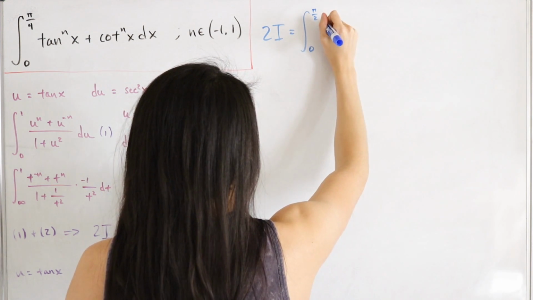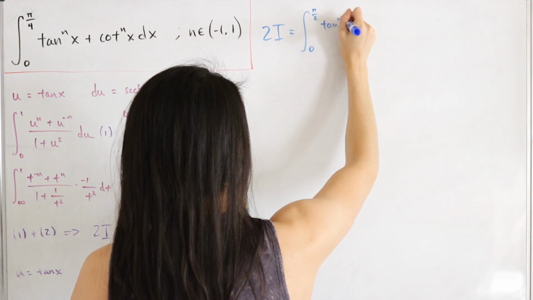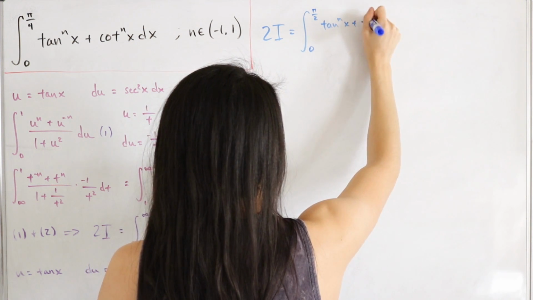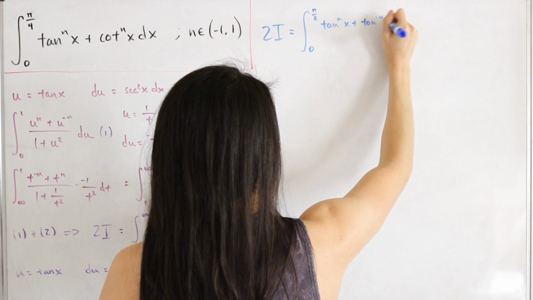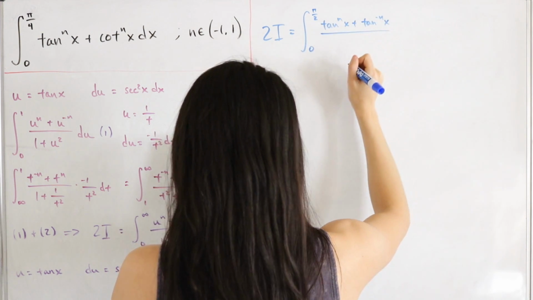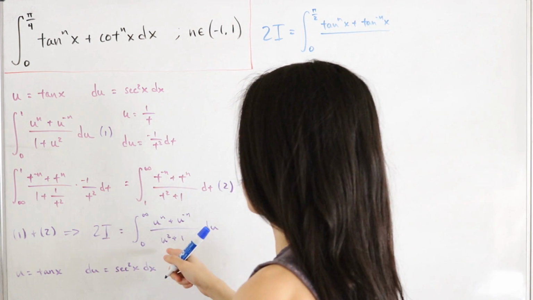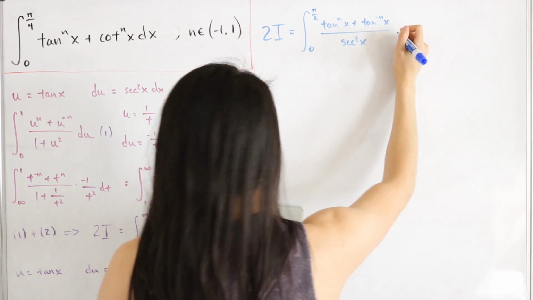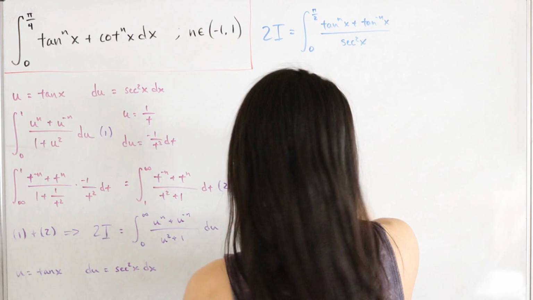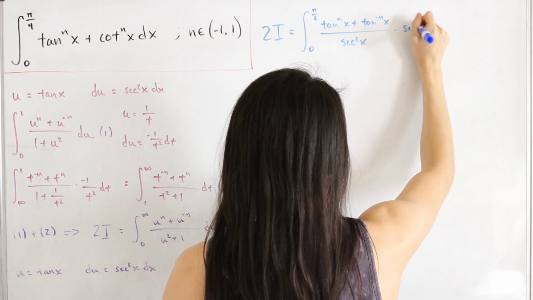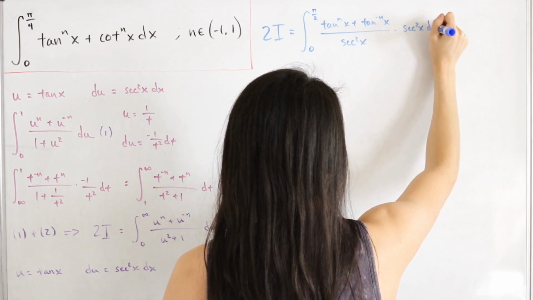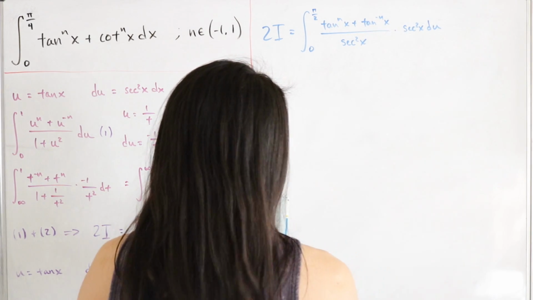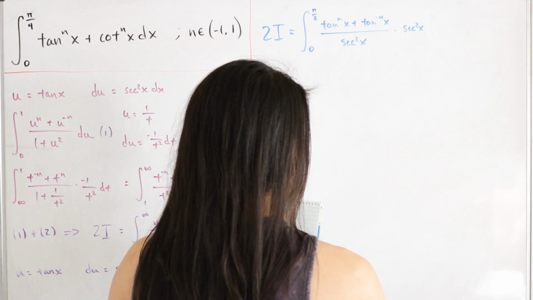And then now we just put this back in, so tangent to the power n of x, add this with tangent to the power -n of x, divided by tangent squared of x plus 1. That's the same thing as secant squared x, and then multiply the differential, substitute that for the du, so times secant squared x dx. I don't know why I got the variables mixed up.